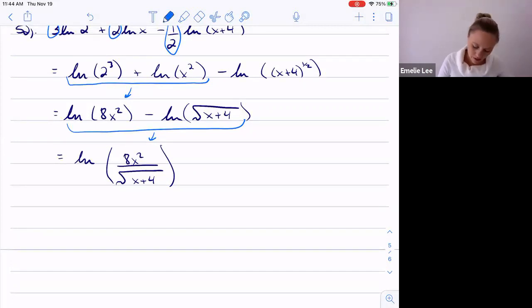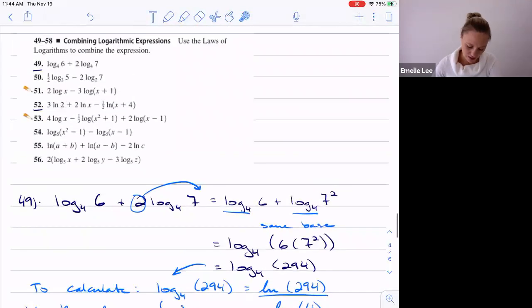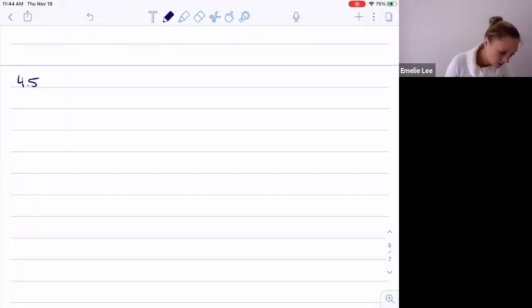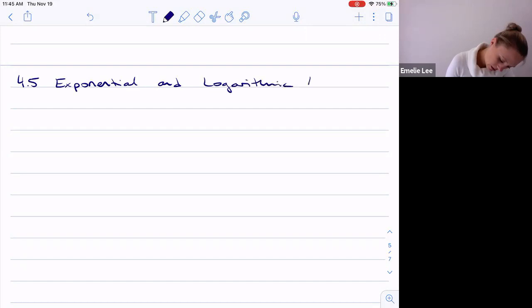So, in the next section, 4.5, which is our last section in chapter 4, we're going to learn how to solve for x. Maybe not something as complicated as this, although we can. But if we have something where we want to solve for x, okay, there's no x here, but maybe we have something like this and we want to solve for x, we'll be able to do that. So that's in this 4.5, exponential and logarithmic equations.